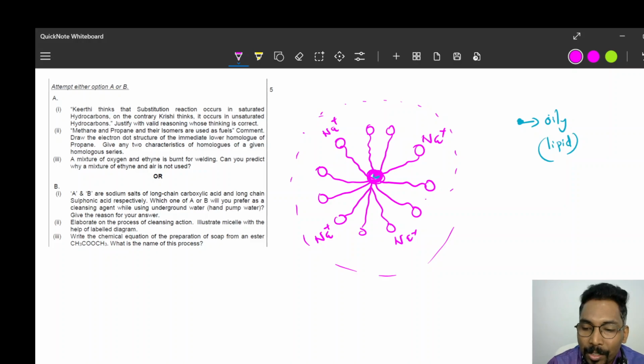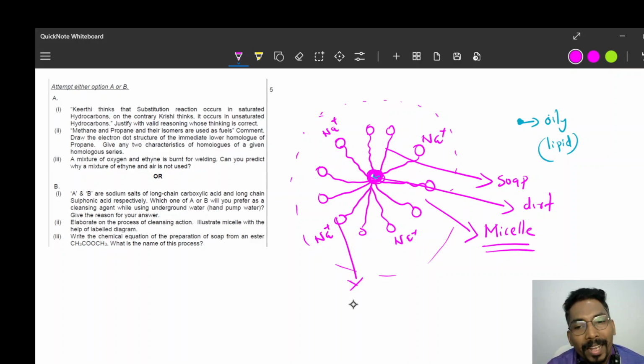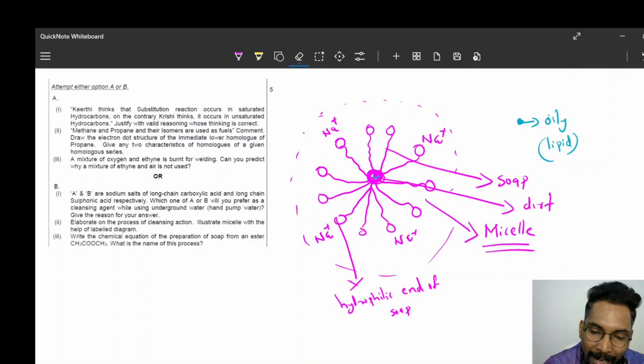This spherical structure formed is called a micelle. These are the soap molecules, this is the hydrophobic dirt particle, and this is the polar or hydrophilic end of the soap molecule. I hope all of you got it. Clear? So that's about the cleansing action of soap.